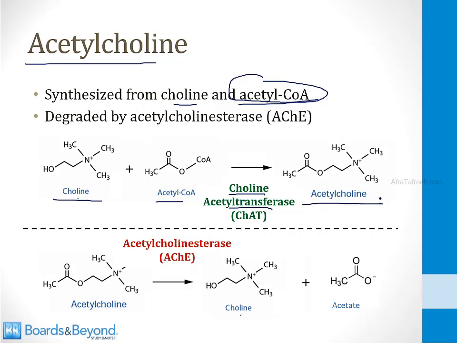Now, once acetylcholine has been released into the synaptic cleft, it is exposed to another enzyme called acetylcholinesterase that breaks down acetylcholine. What this enzyme does is convert acetylcholine into choline and acetate. So acetylcholine is synthesized and stored in vesicles, as we just discussed. It's released into the synapse, and then acetylcholinesterase breaks it down within the synapse.